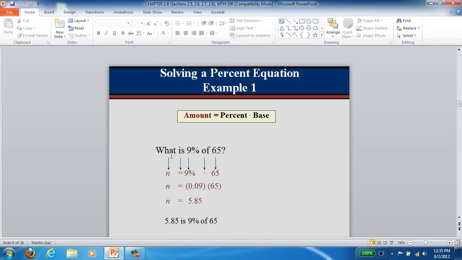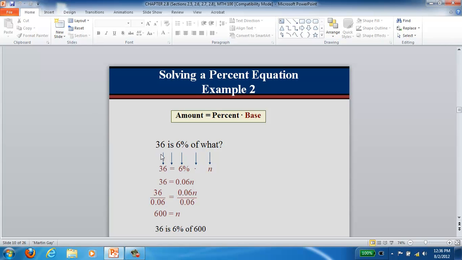For example, what is your n, your amount? Is translated to equals 9% of, which is times 65. Changing the 9% into a decimal, you divide 9 divided by 100, which gives you 0.09 times 65. Therefore, the amount is 5.85. So 5.85 is 9% of 65.